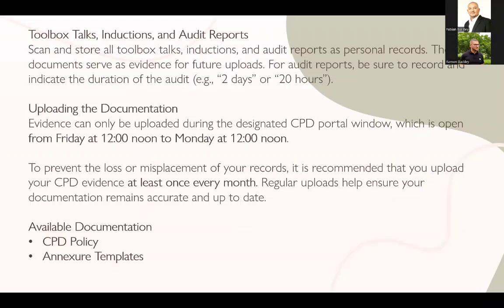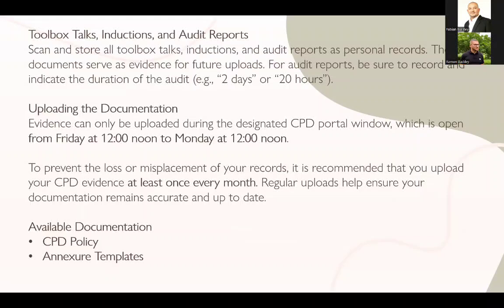Uploading the documentation evidence can only be uploaded during the designated CPD portal window, which is open from Friday at 12 noon to Monday at 12 noon. After that, the portal will be closed for review. So this is the new approach that they have in place now.